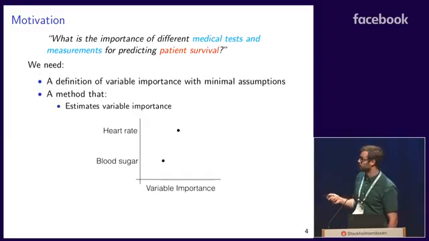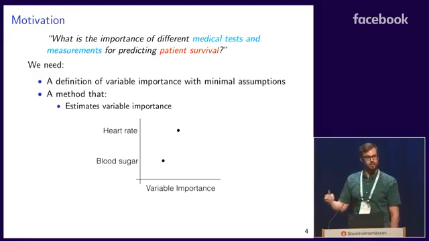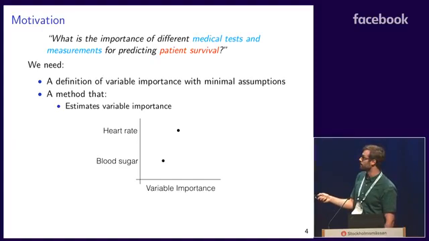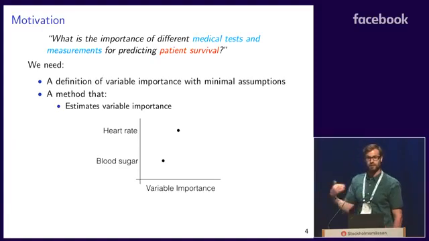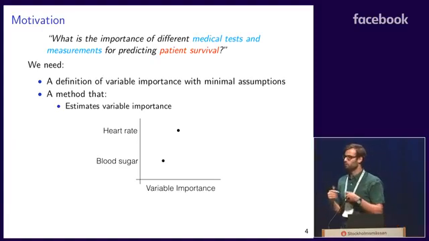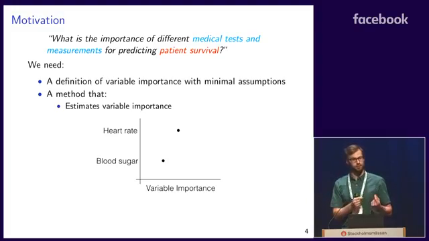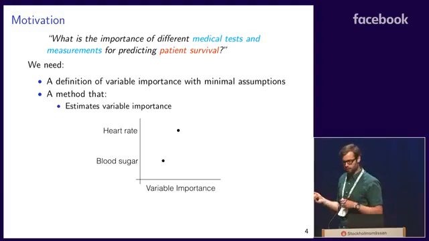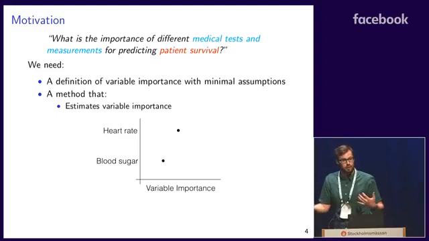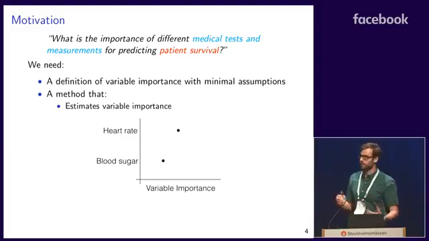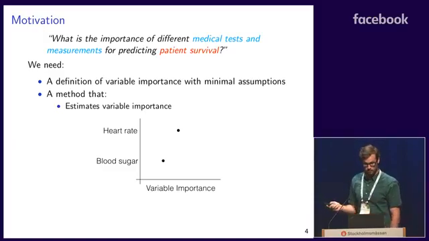The second thing that we need is a method that estimates variable importance, and we want to do that reliably. So now, instead of the stars, these dots indicate estimates, and we want the variable importance estimates to be very close to the truth. We also want to use a method that's flexible enough that it doesn't incur estimation bias. So we need a flexible method to get at these true importances.